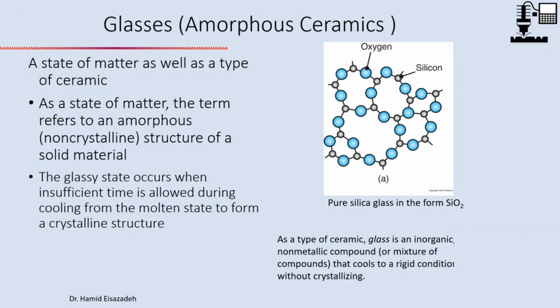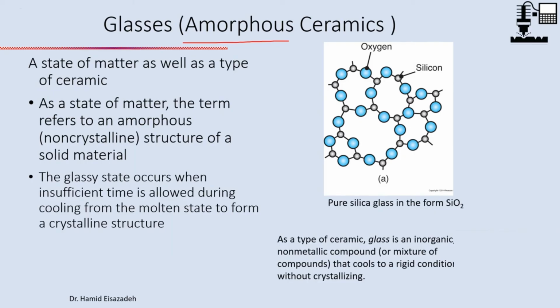Let's look at the glass. Glass is an amorphous ceramic material. Actually, it's a ceramic material, and we can produce glass when we cool the ceramic material so quickly that we don't allow it to form a crystal structure. If you cool it slowly, then it will form a crystal structure. But if you cool it rapidly, then it doesn't have time to form a crystal structure.